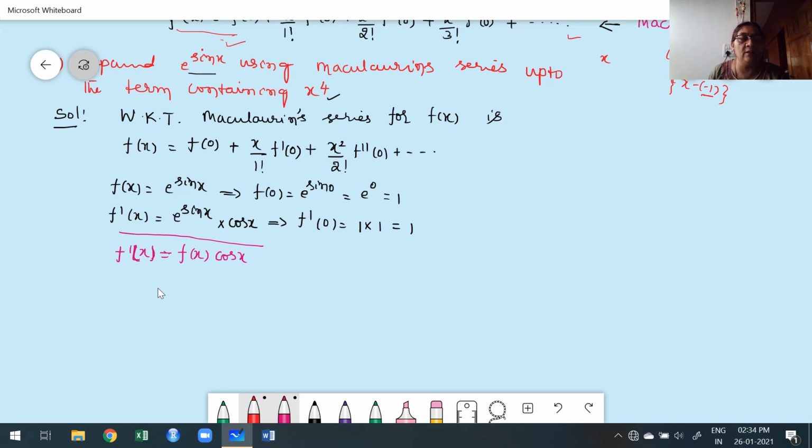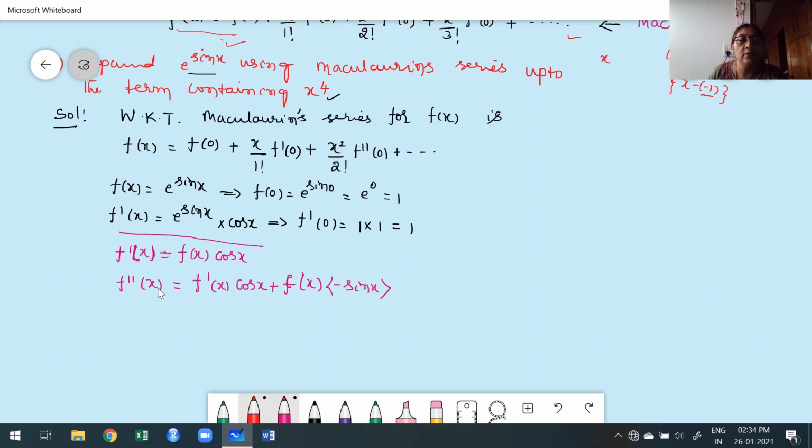Then we can't simplify further. Therefore, I have to find the next derivative. What is my next derivative? f double dash of x. What is my f double dash of x? You go for the product rule. The derivative of f of x is f dash of x into the derivative of x with respect to x, which is 1, into the second function. Then I keep the first function f of x as itself, into the derivative of cos x, which is minus sin x.